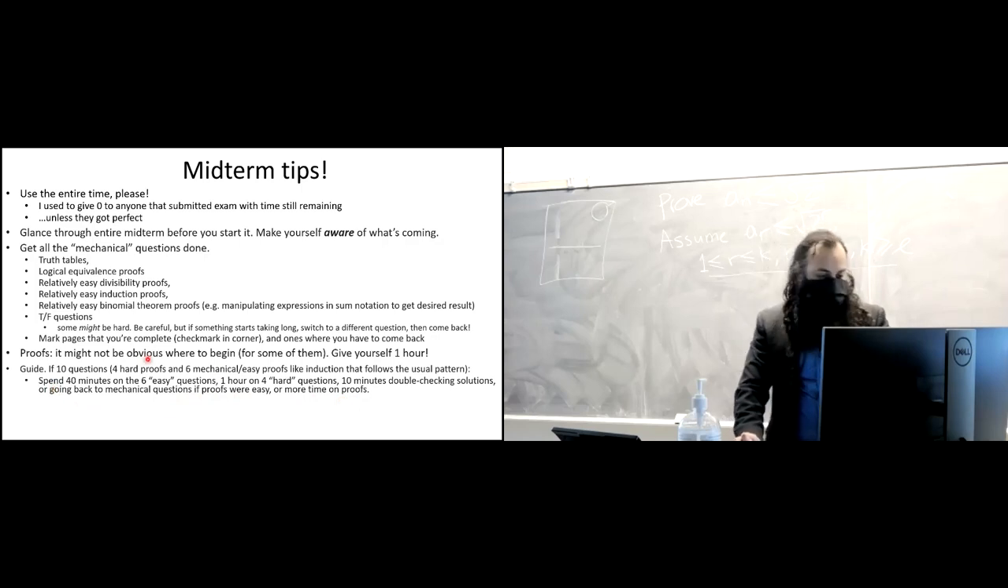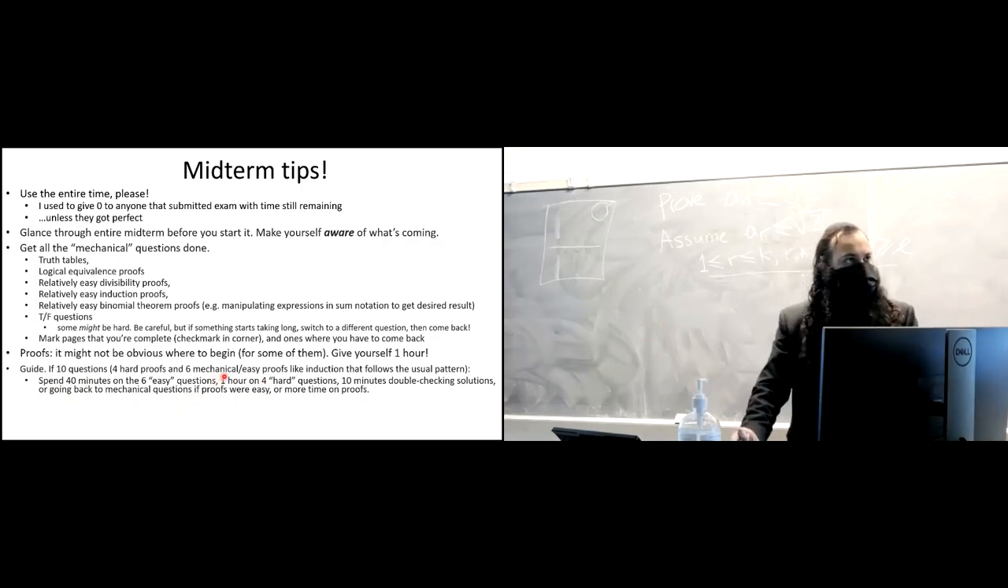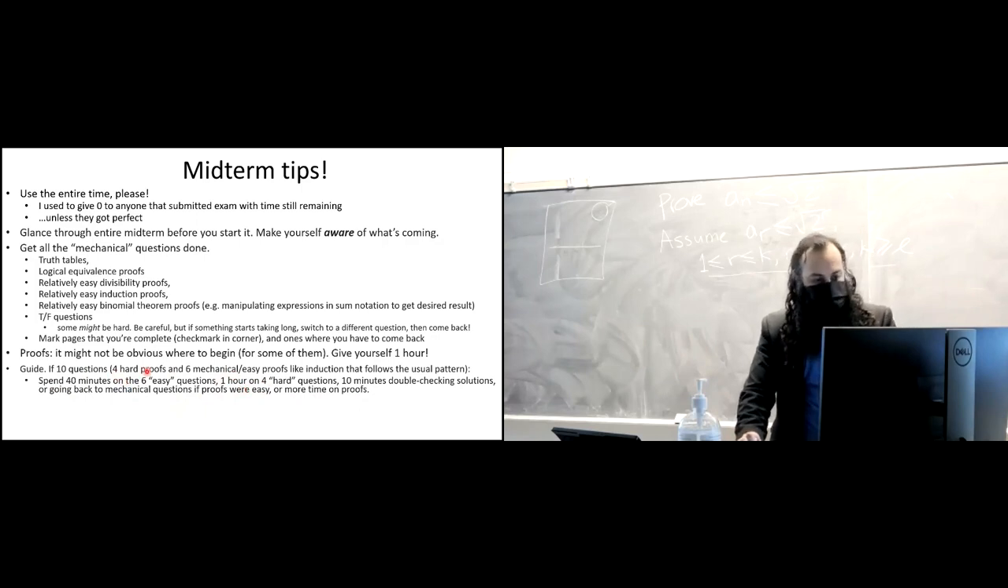In order to even do this time budget, you need to have seen the questions. That's why I'm saying, when you get the midterm, just quickly go through and see what you're up against. In order to do this budget, 4 hard proofs and 6 mechanical proofs, you've got to look through the midterm at least once.